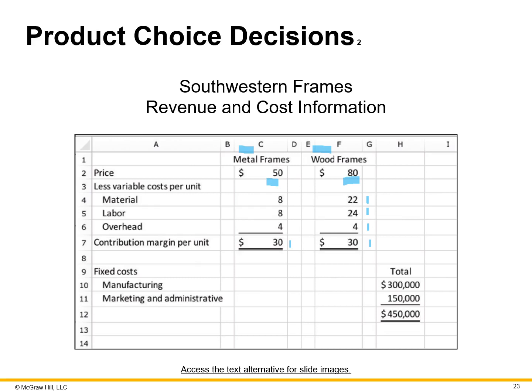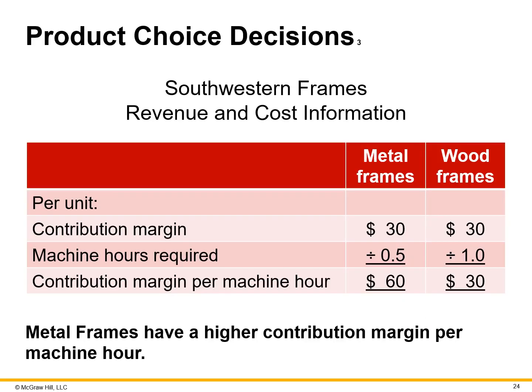But now they give us additional information. To produce a metal frame, it takes half an hour. But to produce a wood frame, it takes the machine 1 whole hour. So the machines can crank out metal frames twice as fast as wood frames. So that means that if you have to run your machine to create metal frames or wood frames, assuming that you have enough demand in the market that will buy these frames, it's better off if you create metal frames, since you have a higher contribution margin per machine hour.